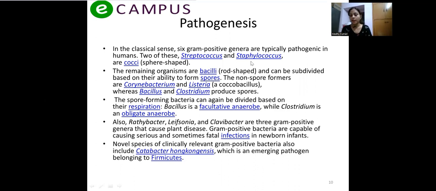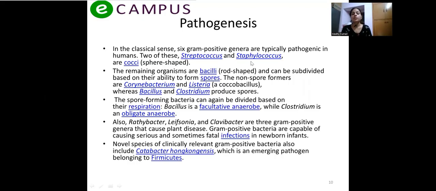Clostridium is an obligate anaerobe, meaning they survive only when oxygen is not present, whereas Bacillus survives both when oxygen is present or not present. They do not require oxygen, but if oxygen is present, they also survive. That's why they are facultative anaerobes.